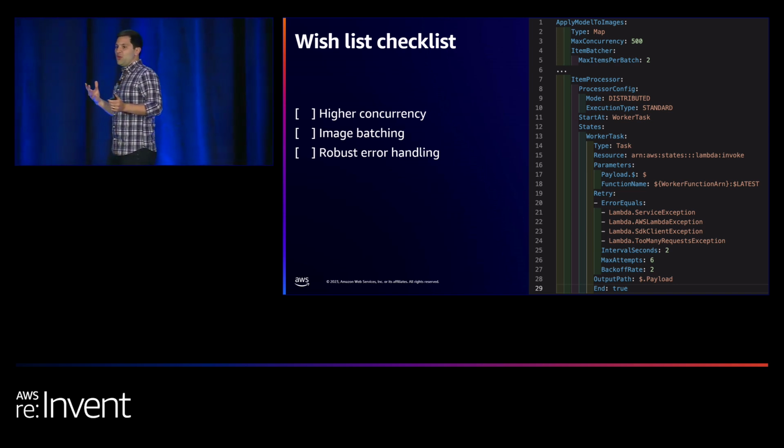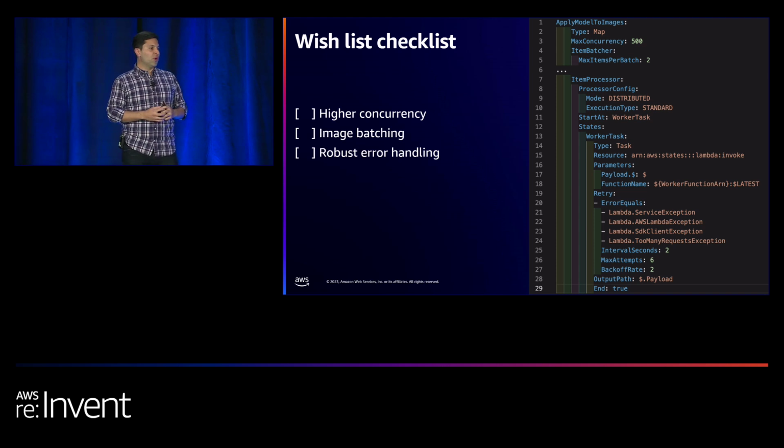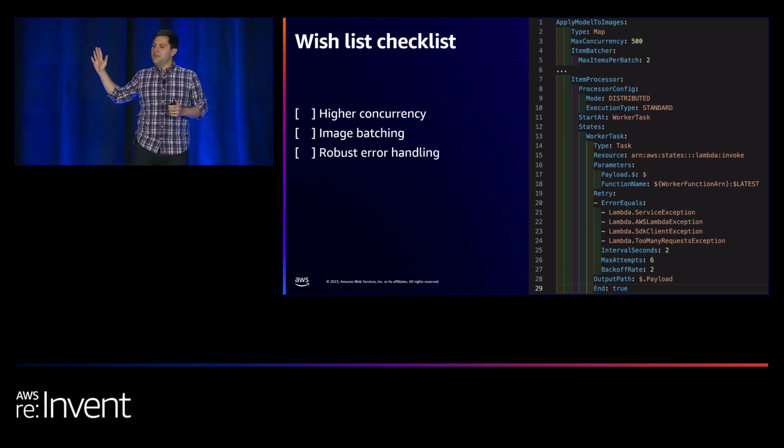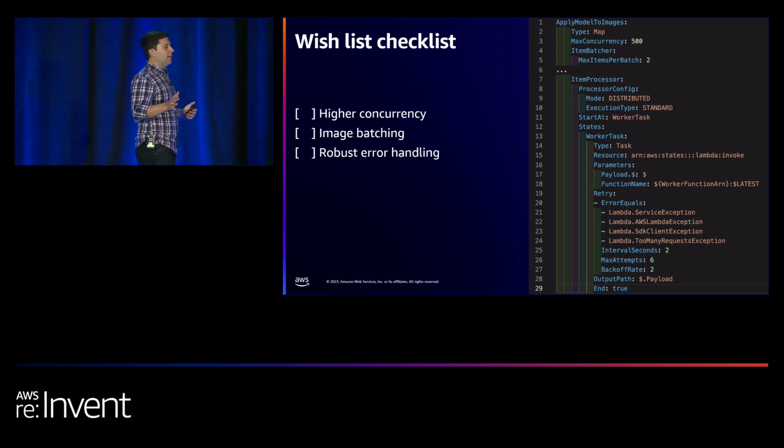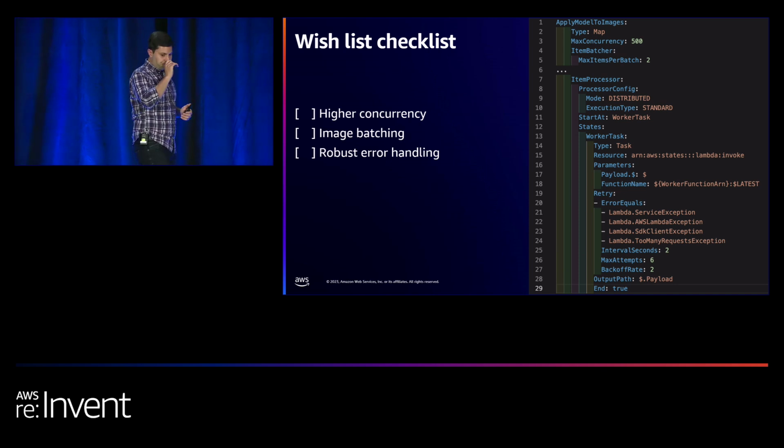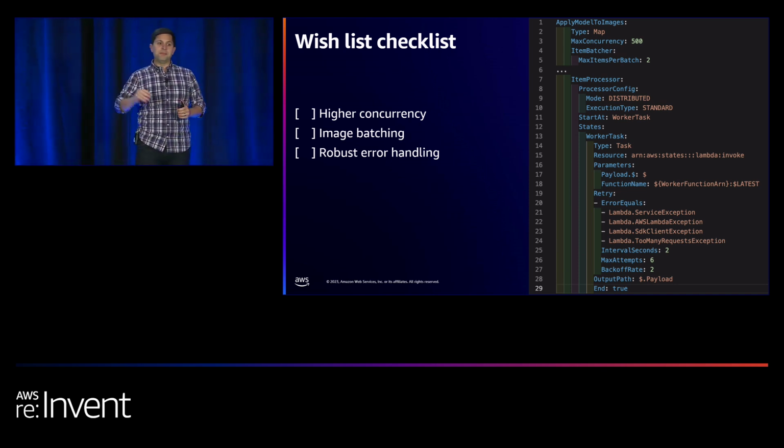Now, the way that you represent a step function's workflow in code is using what's called the Amazon States Language, the ASL. There's a snippet of ASL on the right. You can author in YAML or JSON. We prefer YAML. And what you're looking at in that snippet is actually a snippet of the ASL for a distributed map authored in YAML for step functions.